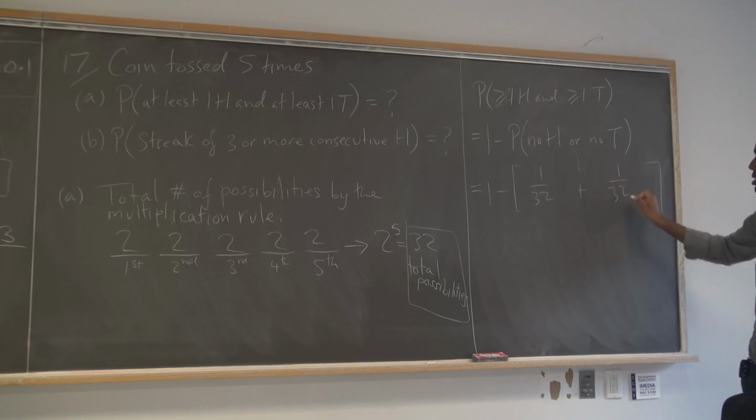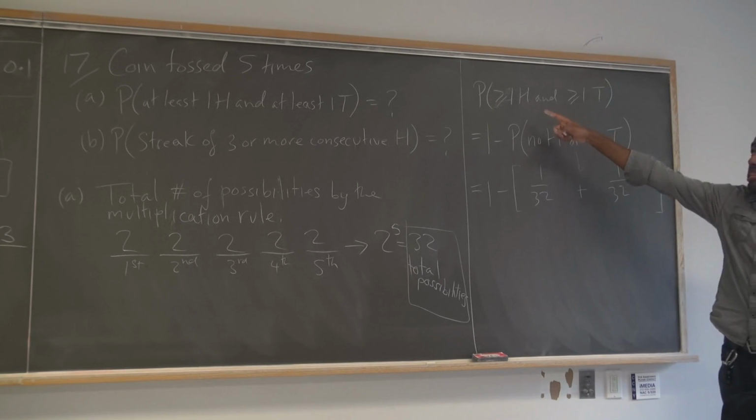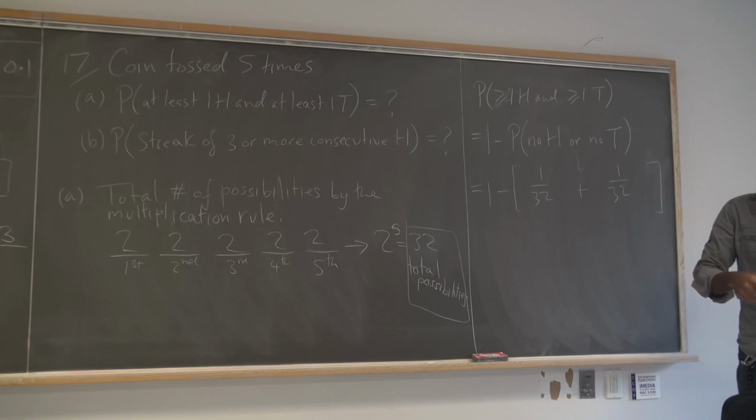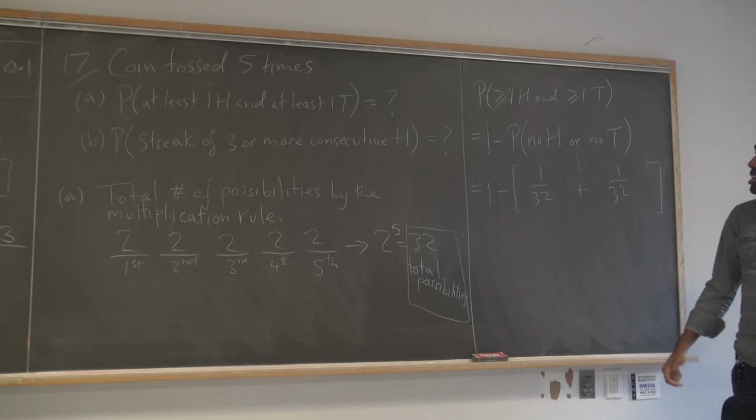So we can reduce our counting by counting what we don't want in this case. It's a lot easier. Because figuring out at least one head, you have to figure out how many ways can I get only one? How many ways can I get two? How many ways can I get three? How many ways can I get four? How many ways can I get five, right? There's a lot of counting, right?